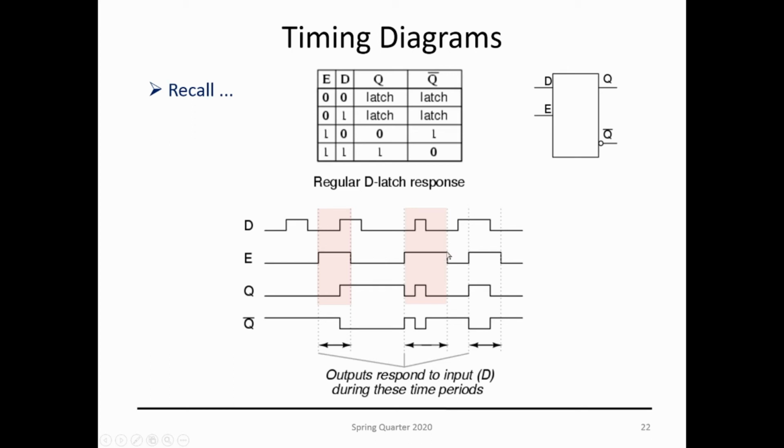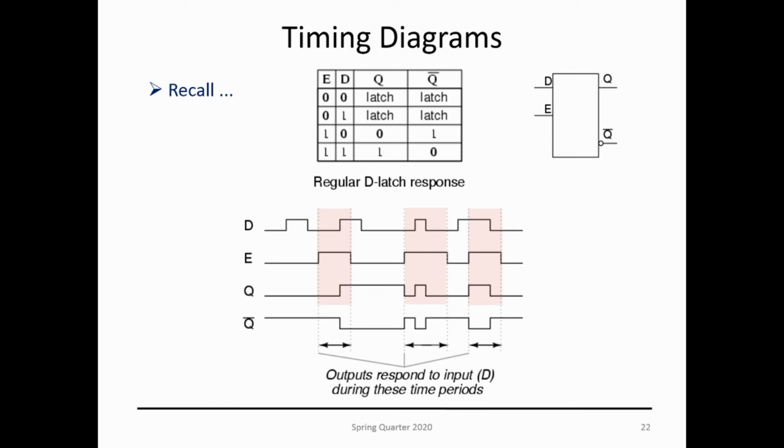The minute that enable goes to 0, it latches to the value, so it was a 0, so it latches to 0, memorizes that value. And then the third example, same thing, enable goes up and Q follows D, enable goes down, and my output is 0. So this is the typical waveform that comes out of a D latch.